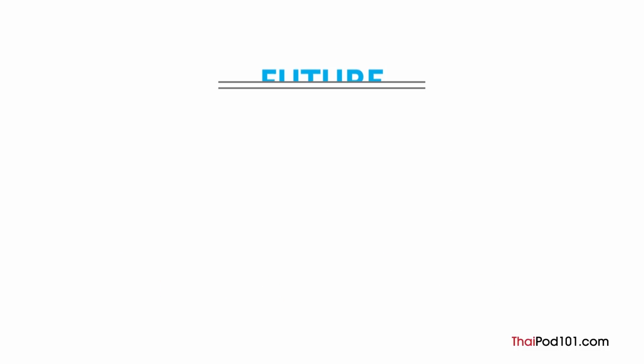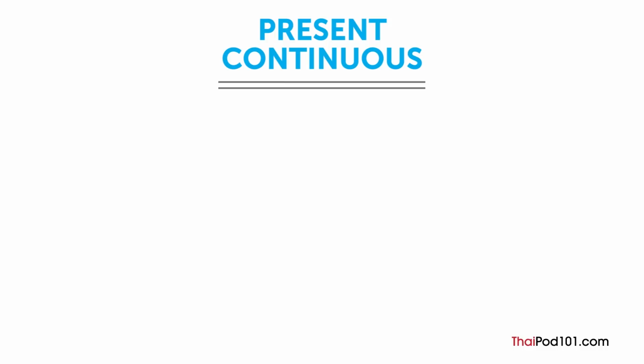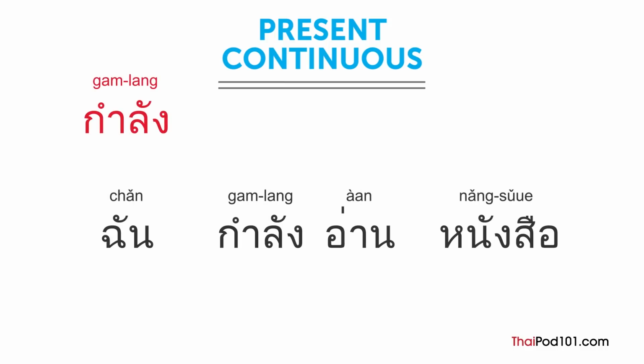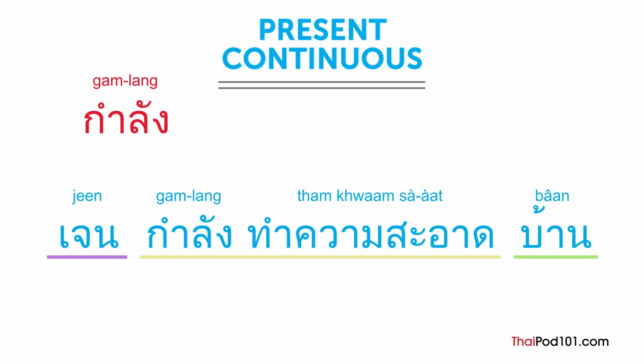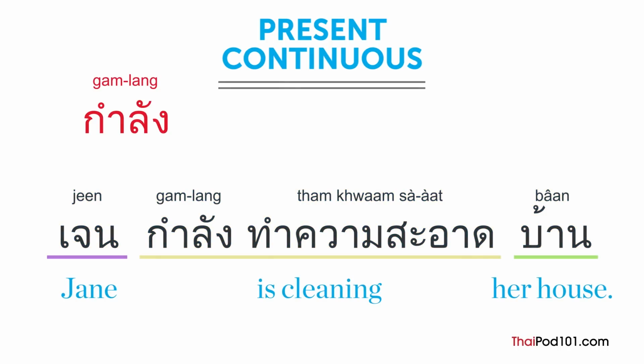It's the same in other tenses, like present continuous tense. You just have to add a word to change the tense. ฉันกำลังอ่านหนังสือ, I am reading a book. เจนกำลังทำความสะอาดบ้าน, Jane is cleaning her house.